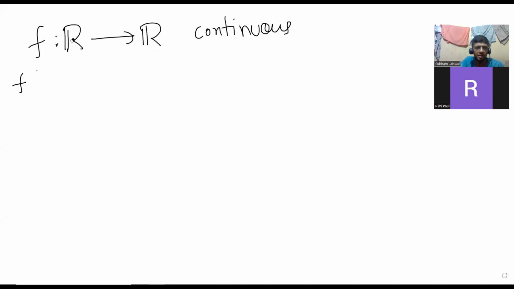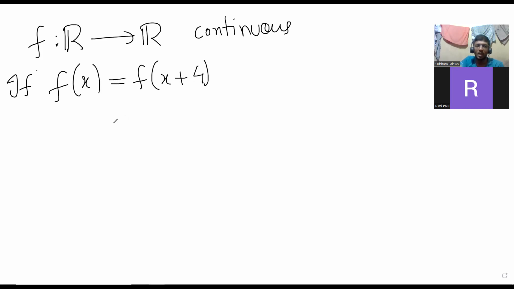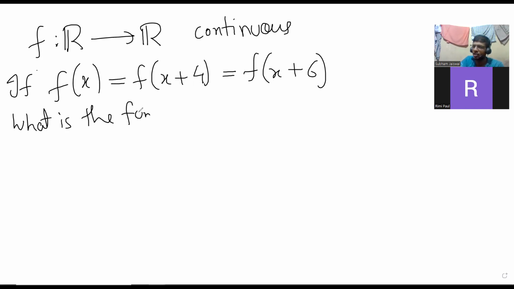Now, let's say f of x equals f of x plus 4, and also f of x equals f of x plus, no, let's say 6. What is the fundamental period of f? So fundamental period, you understand, the smallest period.